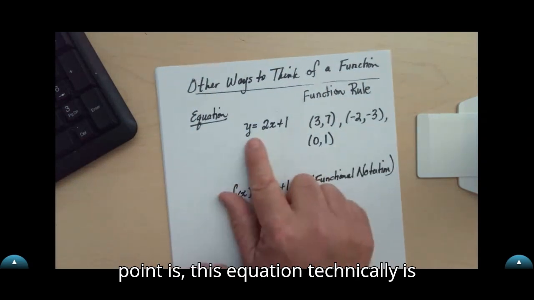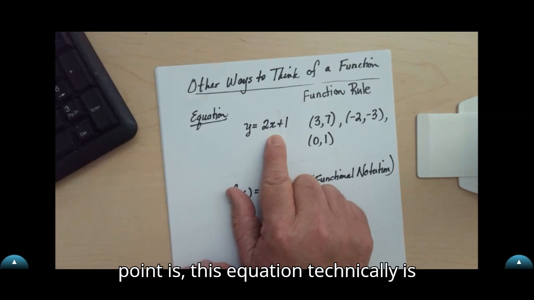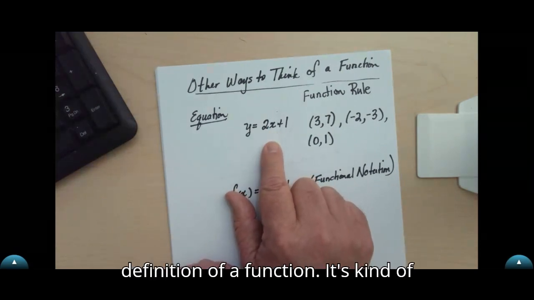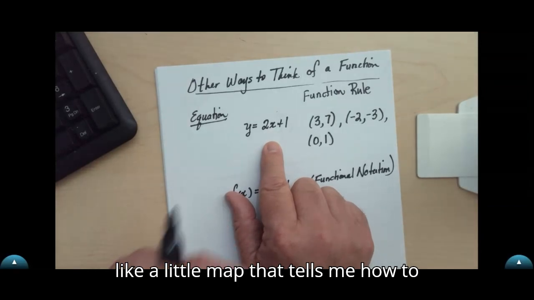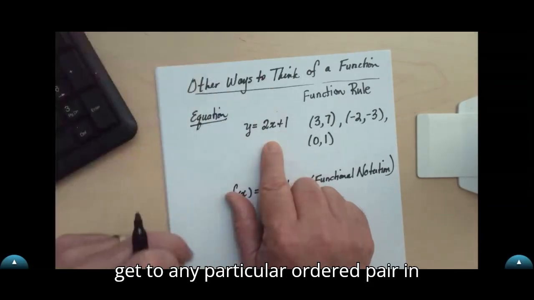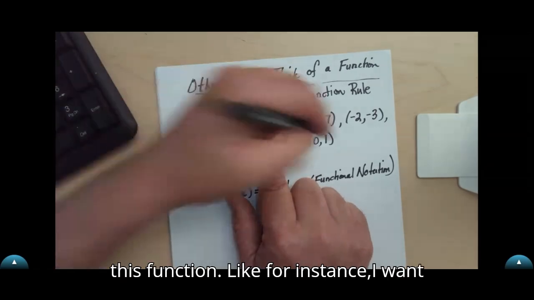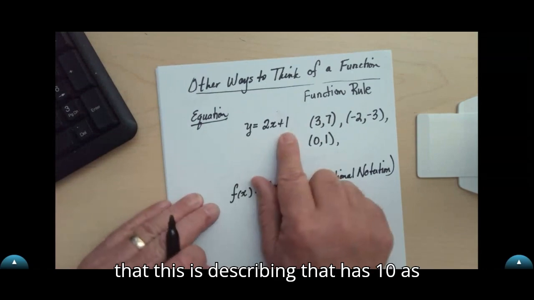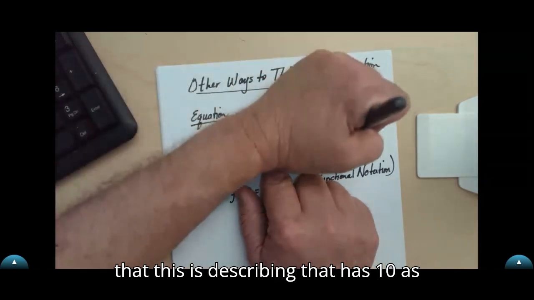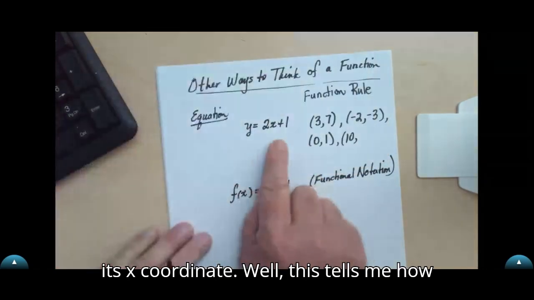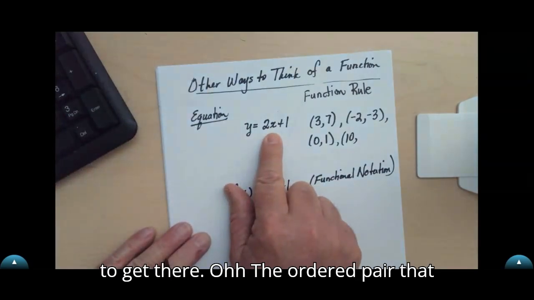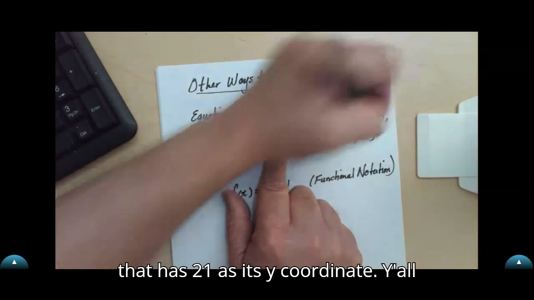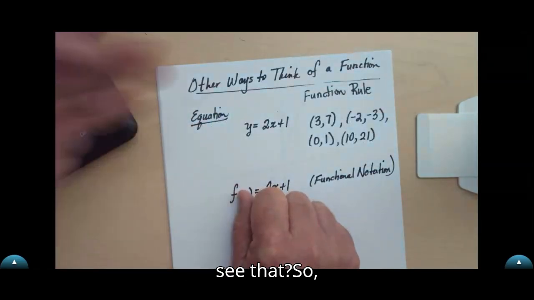And so the point is, this equation technically is not a function, but it's a definition of a function. It's kind of like a little map that tells me how to get to any particular ordered pair in this function. Like, for instance, I want to know the ordered pair in the function that this is describing that has 10 as its x coordinate. Well, this tells me how to get there. The ordered pair that has 10 as its x coordinate is the one that has 21 as its y coordinate. Y'all see that?